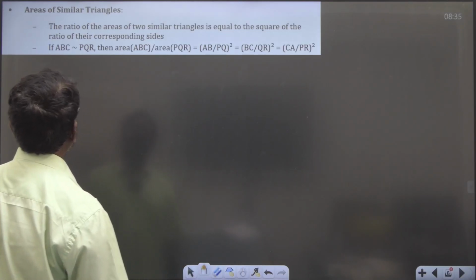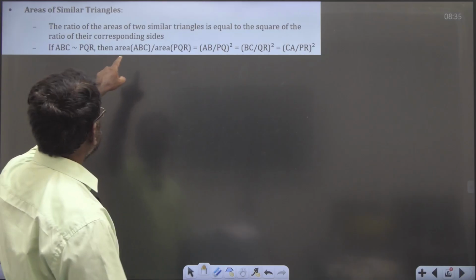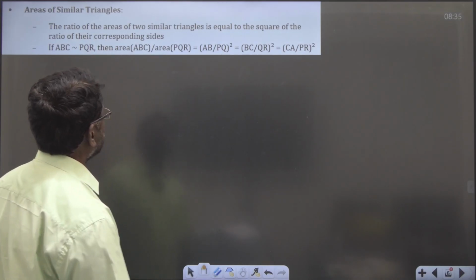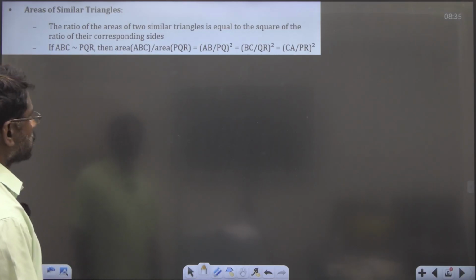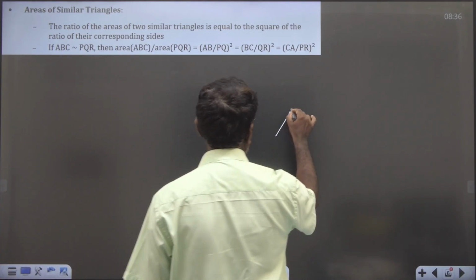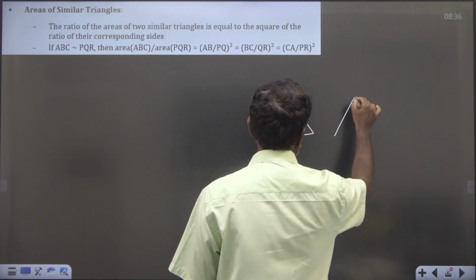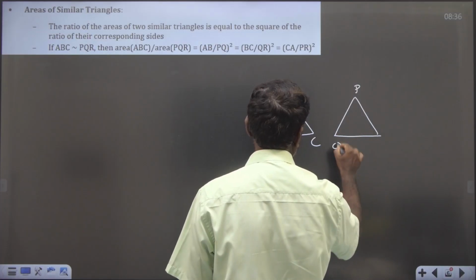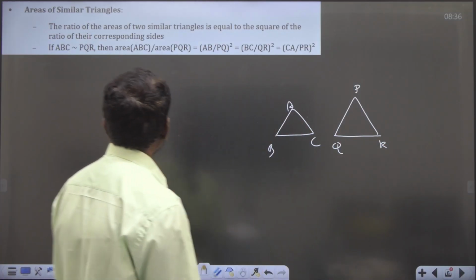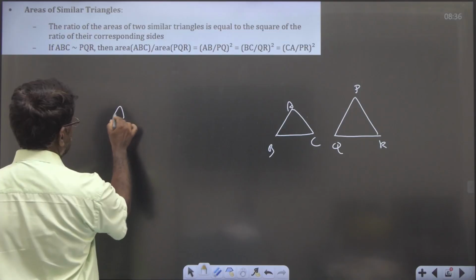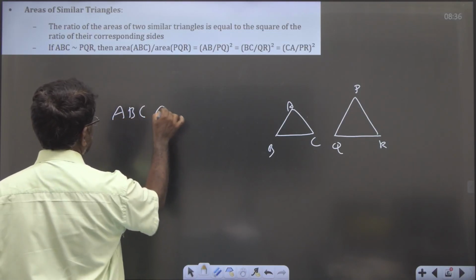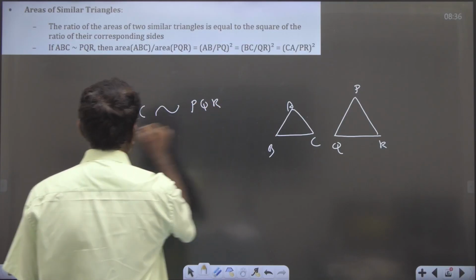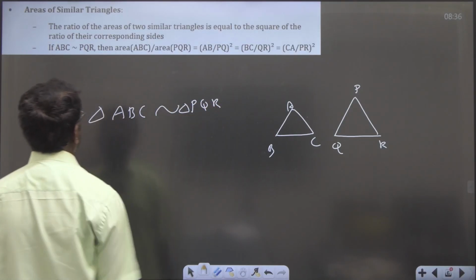Areas of similar triangles. The ratio of the areas of two similar triangles is equal to the square of the ratio of their corresponding sides. Suppose two triangles, one is ABC and another is PQR. Triangle ABC is similar to triangle PQR. This is the symbol for similar.